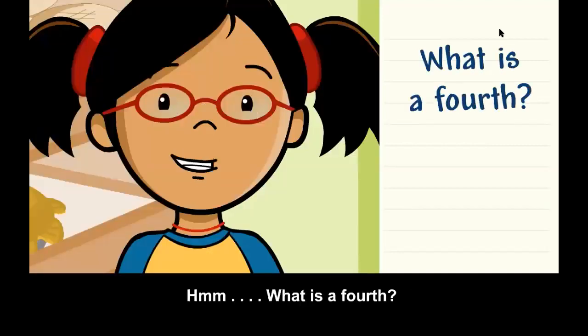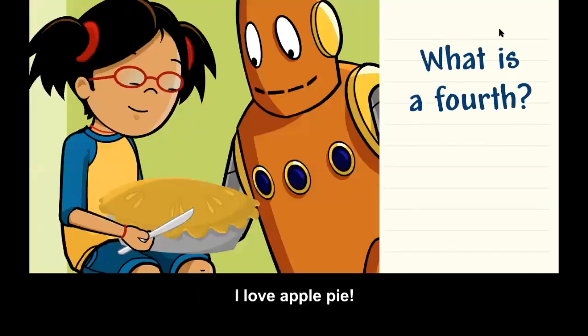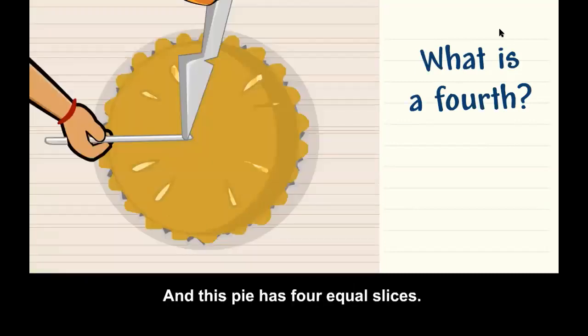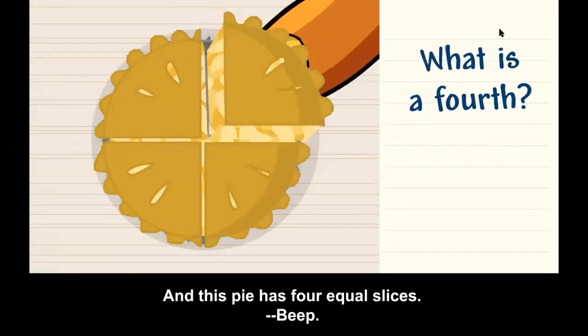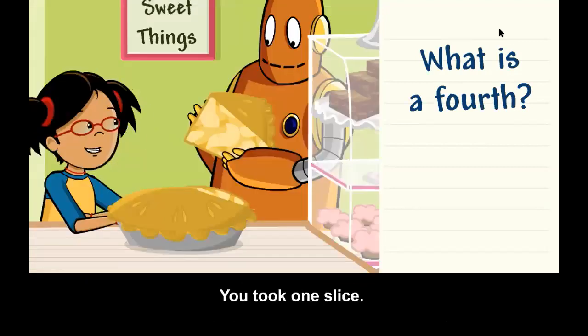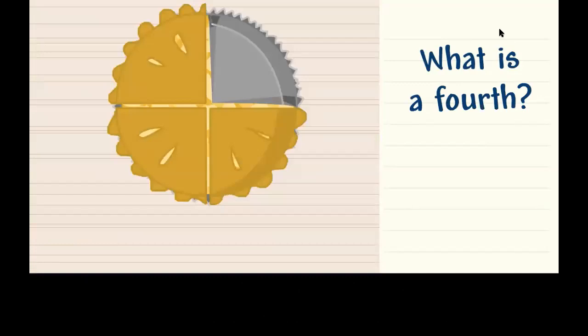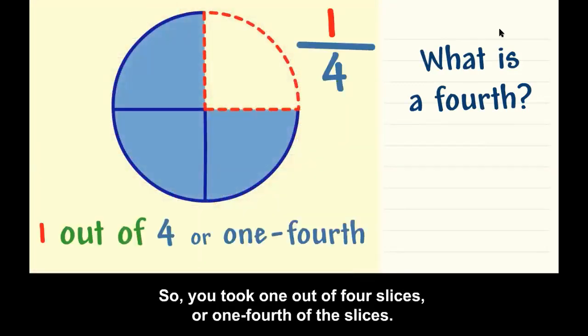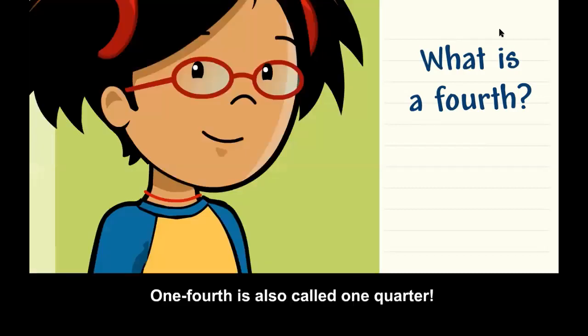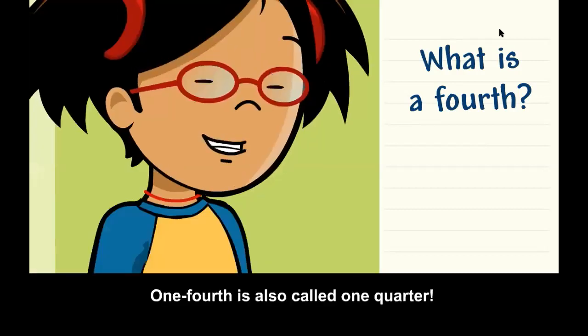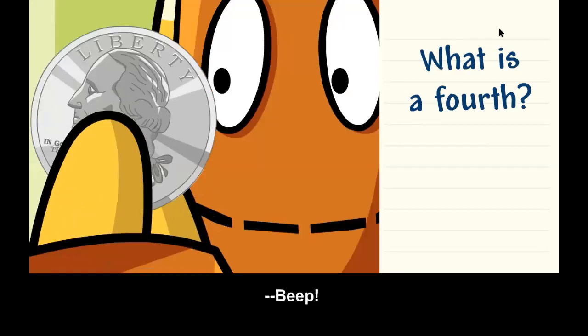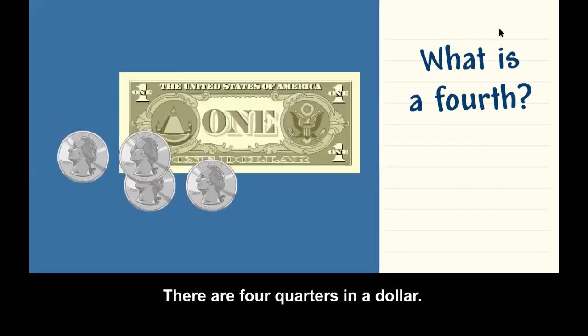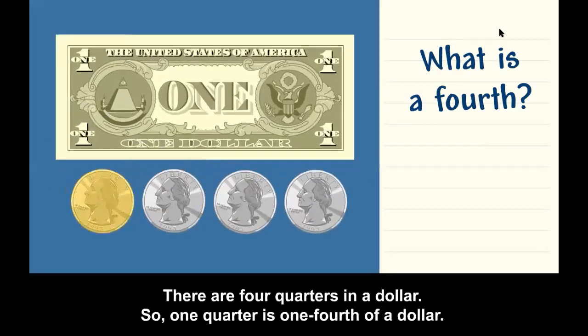What is a fourth? I love apple pie, and this pie has 4 equal slices. You took 1 slice. So you took 1 out of 4 slices, or 1/4 of the slices. 1/4 is also called a quarter. Exactly, Moby. There are 4 quarters in a dollar. So a quarter is 1/4 of a dollar.